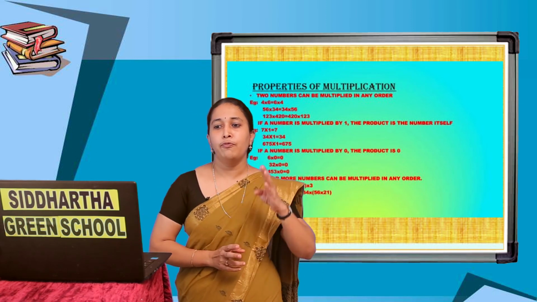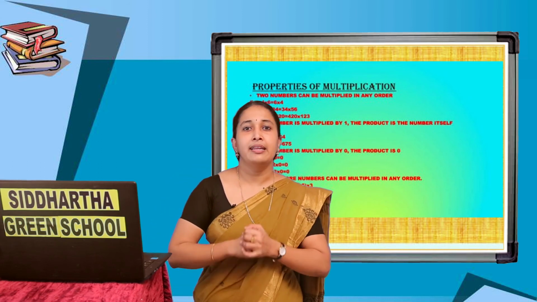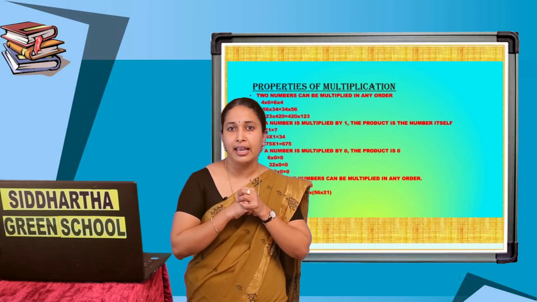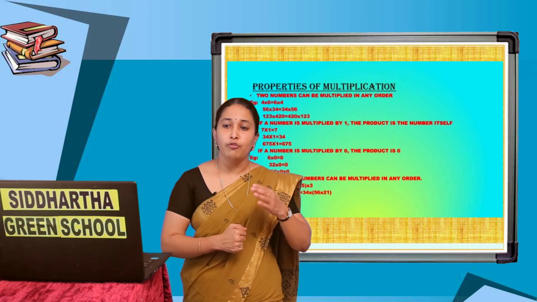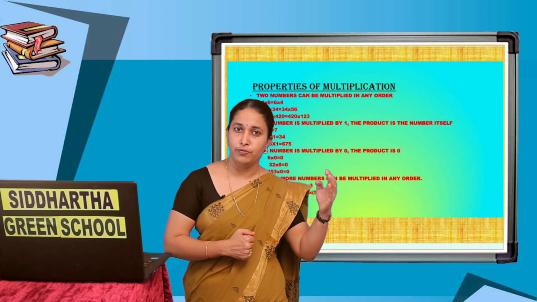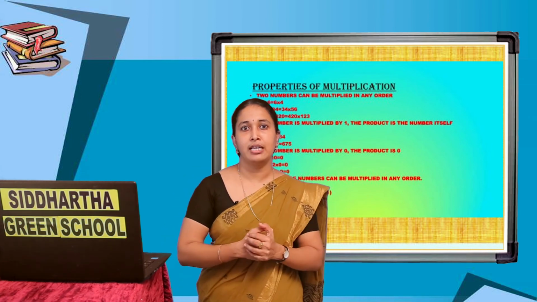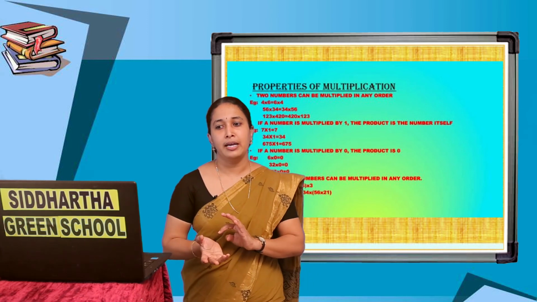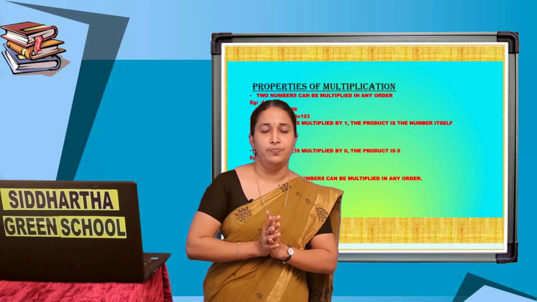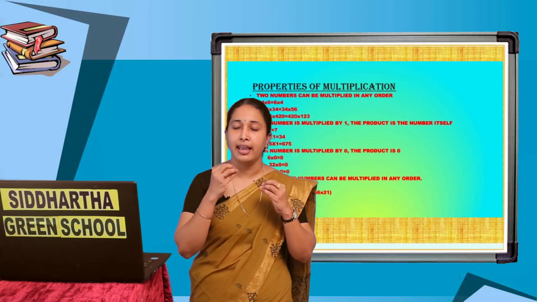And which is the fourth property? Two or more numbers can be multiplied in any order. For example, 4 into 5 into 3. We can multiply 4 into 5 first and then multiply the product by 3. In that way we can find the answer, or we can multiply 5 into 3 and multiply that number by 4. So we can multiply 2 or more numbers in any order.